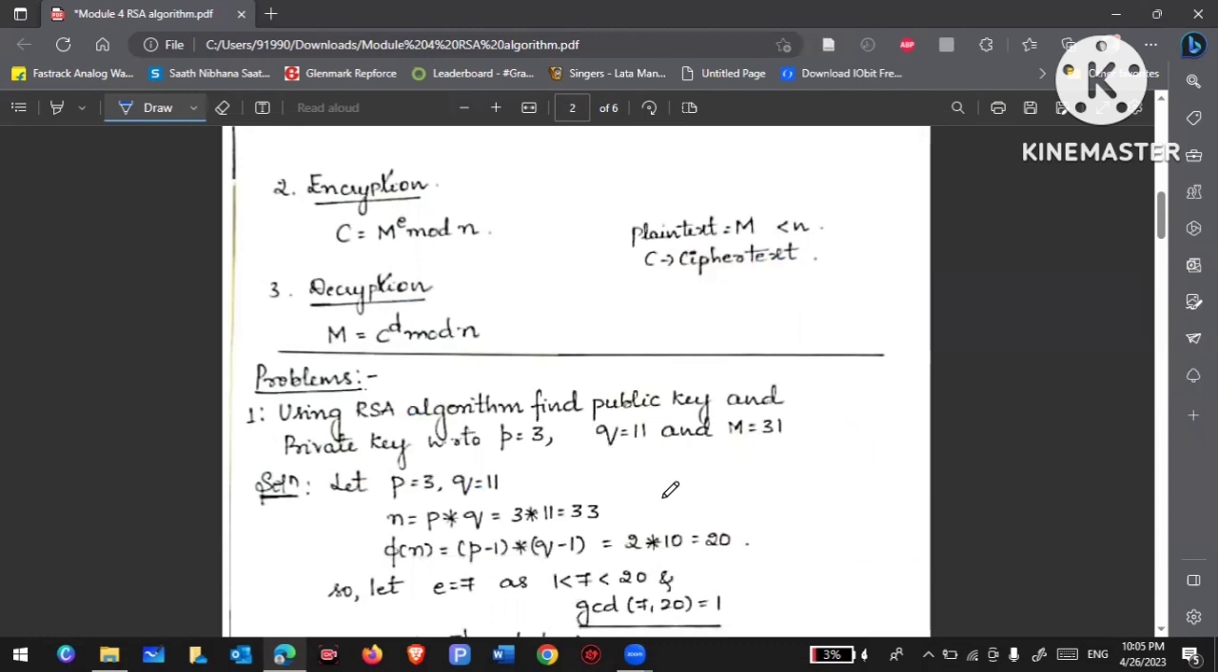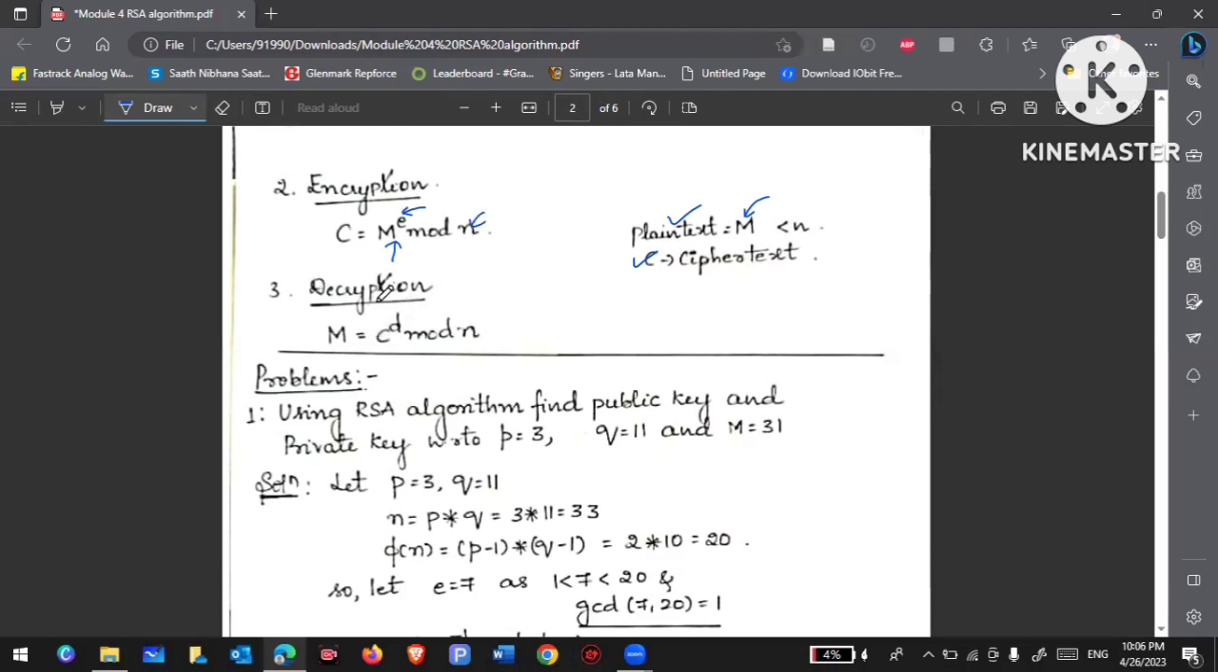Then there is something called encryption. Encryption we will find out by using the formula C is equal to m power E mod n. M value will be given in the question, that is known as plain text. C value we will find out, that we call ciphertext.